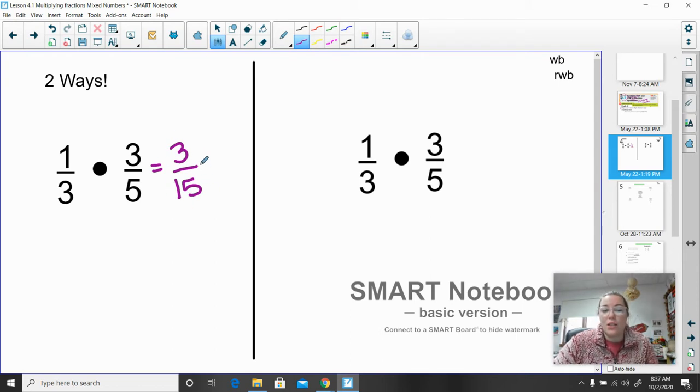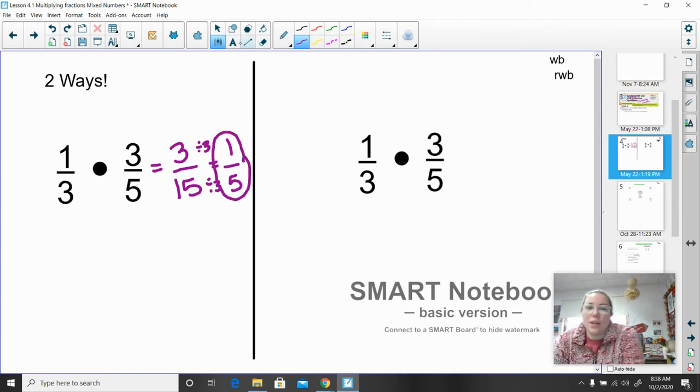We do this by finding the greatest common factor between 3 and 15. I know my factors for 3 are 1 and 3, and I know that 3 can go into 15. So in order to find my simplest form, I'm actually going to divide the top and the bottom by 3. So 3 divided by 3 is 1. 15 divided by 3 is 5. So I get my answer is 1/5.